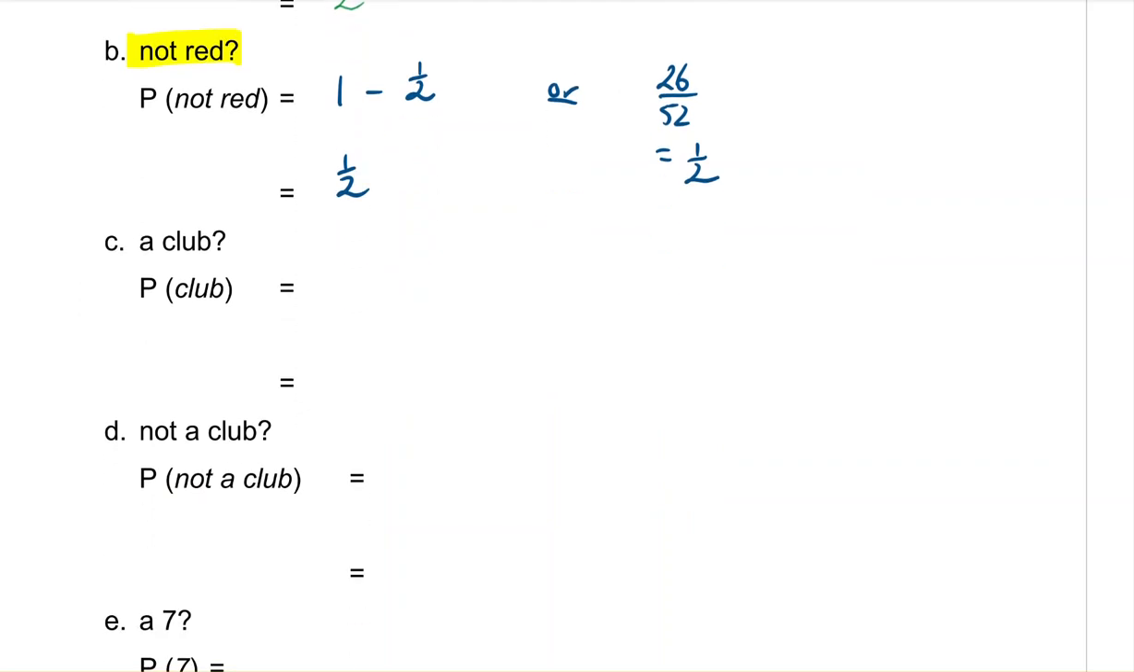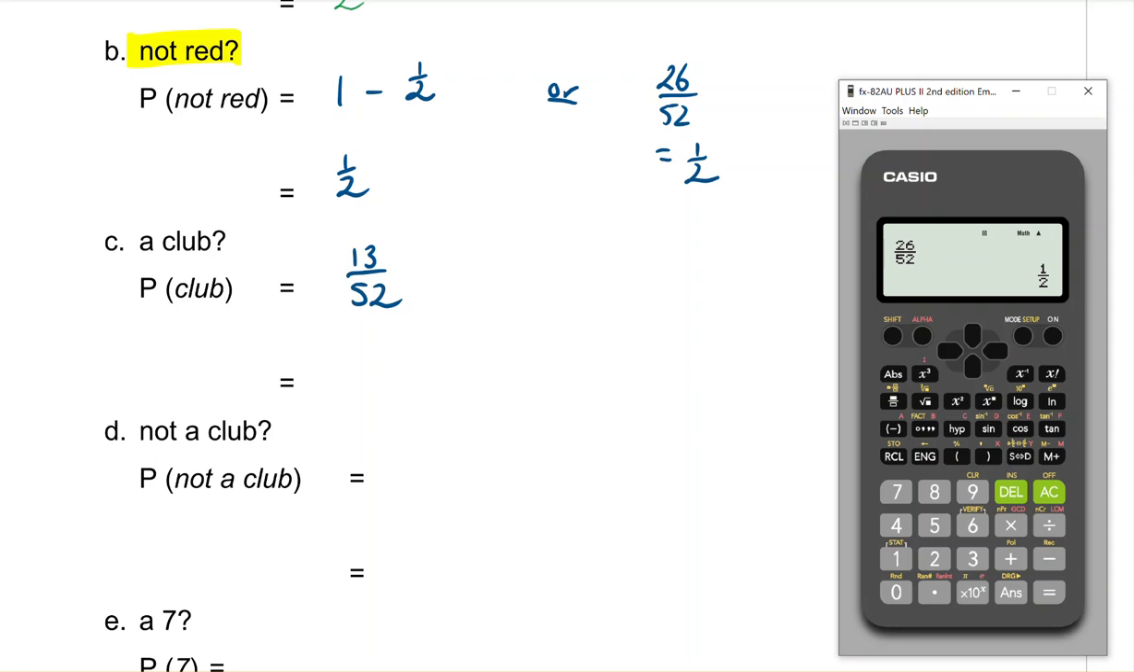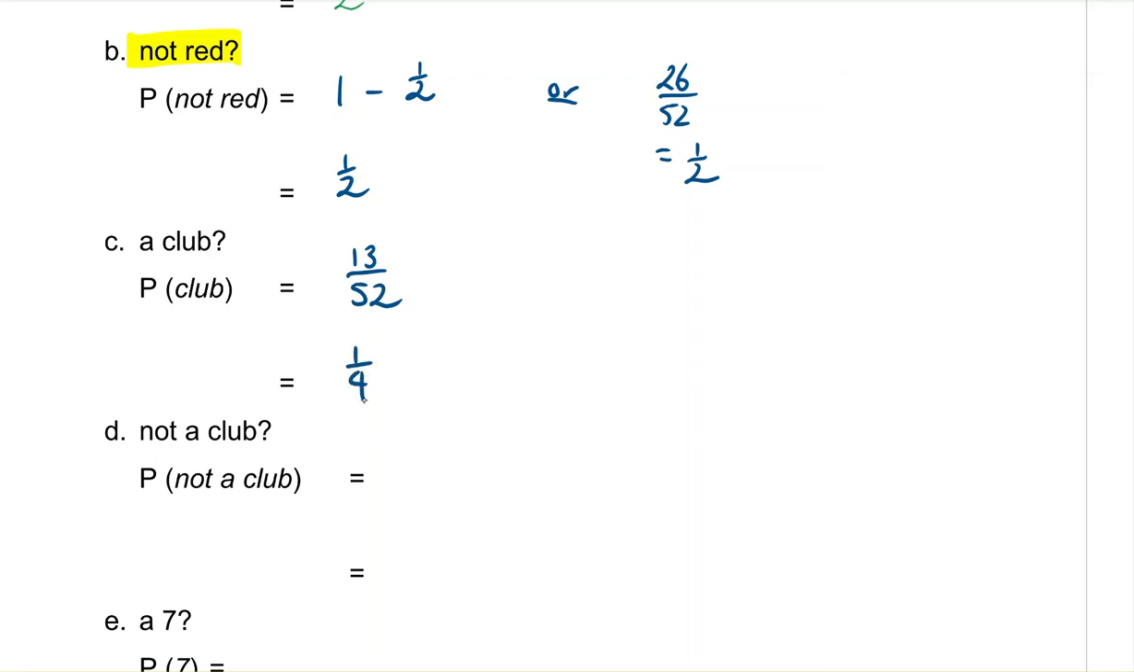Part C, what is the probability of getting a club? So the clubs are these ones down here that look a little bit like clover. There is 13 of them out of 52, and then you will simplify your fraction, which does become 1 out of 4 because a quarter of the cards are these ones here. That whole row, they're called the clubs. Okay, so this bottom row is the clubs. They're the spades, diamonds, hearts.